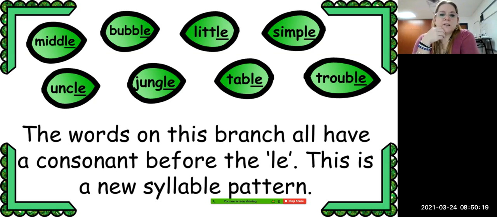Okay, so the words on that branch of the tree all have a consonant before the LE. So this is a new syllable pattern. Okay, look, we have consonant, LE, consonant, LE, consonant, LE, consonant, LE. What do you think is going to happen down here? Consonant, LE, consonant, LE, consonant, LE, and consonant, LE.